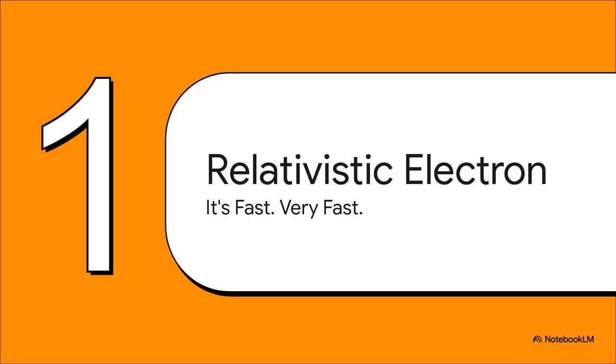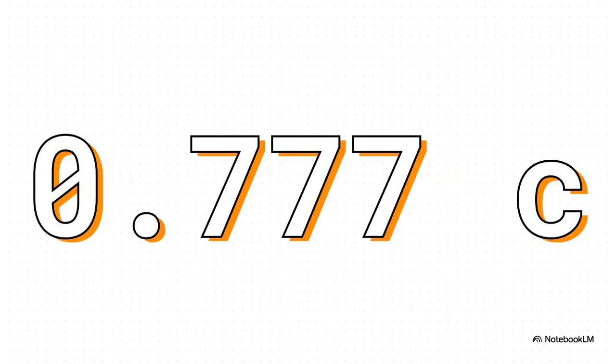And when I say fast, I really mean it. We're not talking fastball fast or even jet fighter fast. We are talking about a speed that is a huge chunk of the ultimate speed limit of the universe itself. That's right, over 77% of the speed of light. At that kind of velocity, the bizarre world of Einstein's special relativity, well, it isn't just some abstract theory. For our little electron, it's just another Tuesday. It's the daily reality inside that machine.